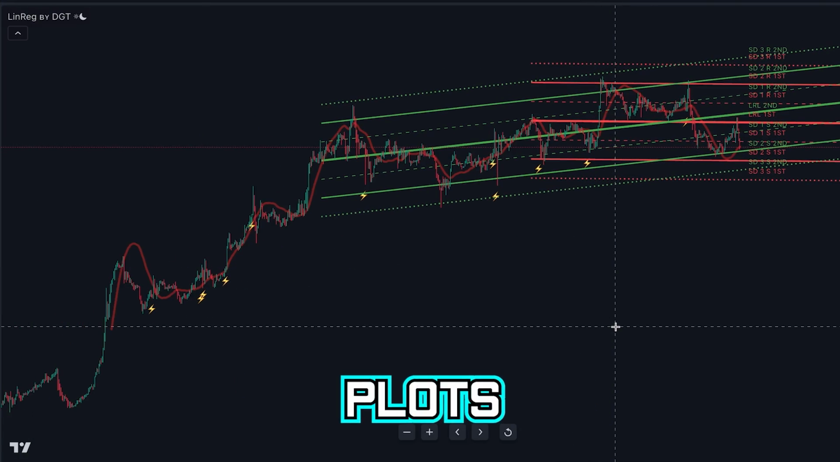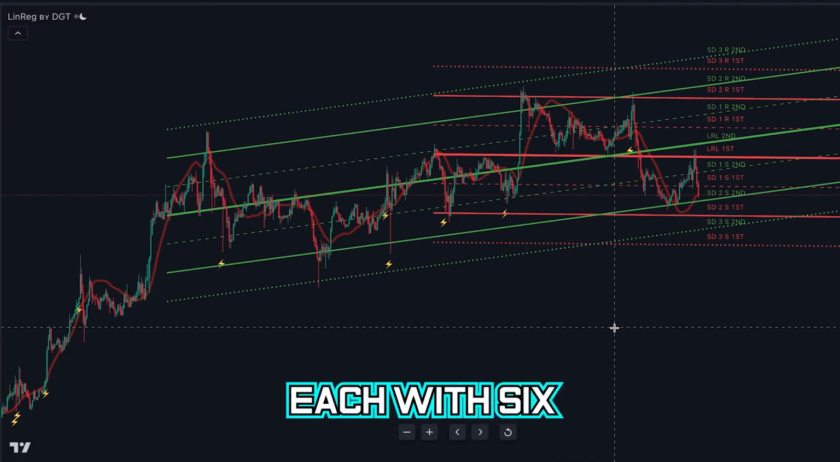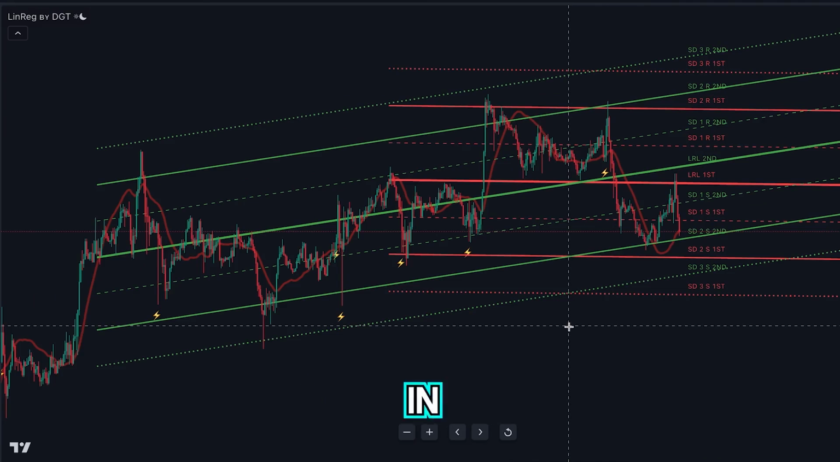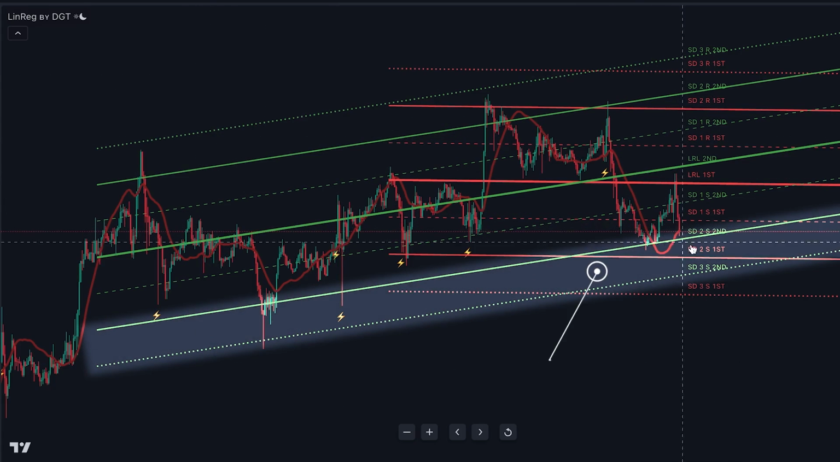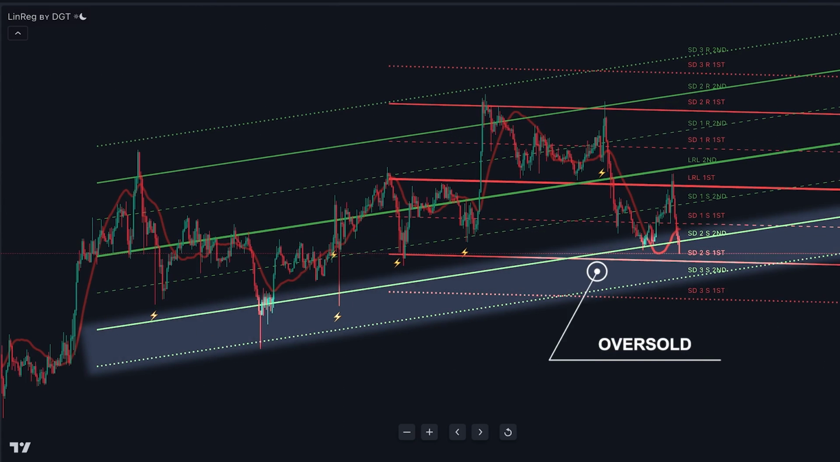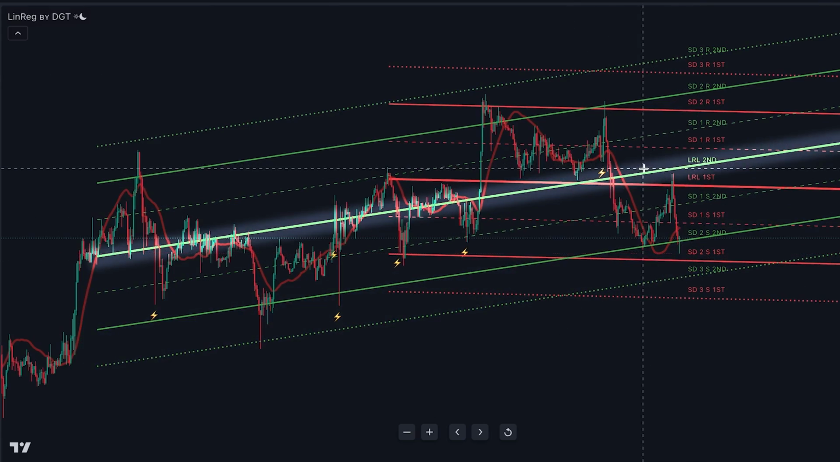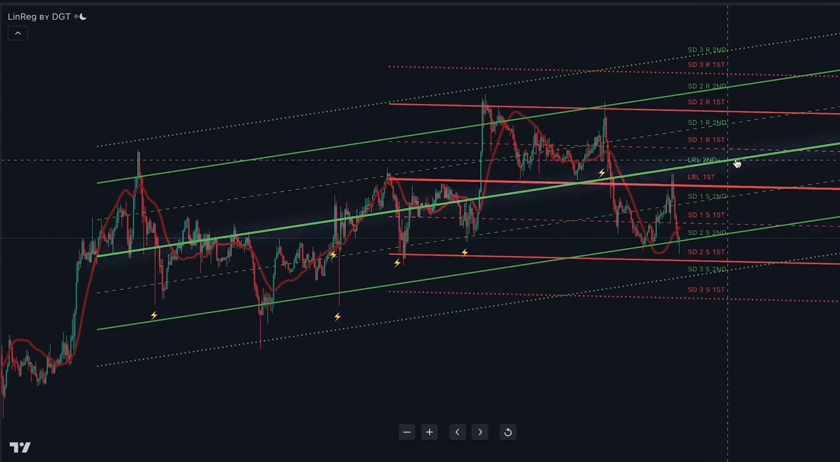The indicator plots these 2 channels, each with 6 different sections varying in significance. If the channel is bullish and price is retracing to the SD3 level, this would indicate that the market is very oversold and you would expect a reversal back to the equilibrium, which is this middle line.